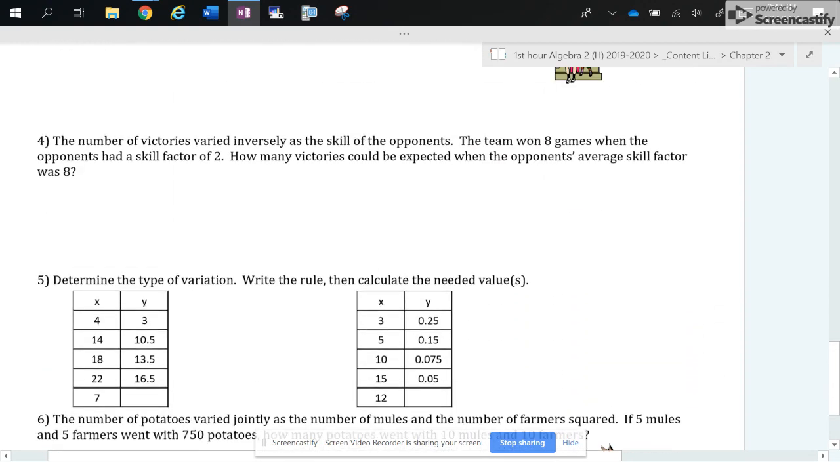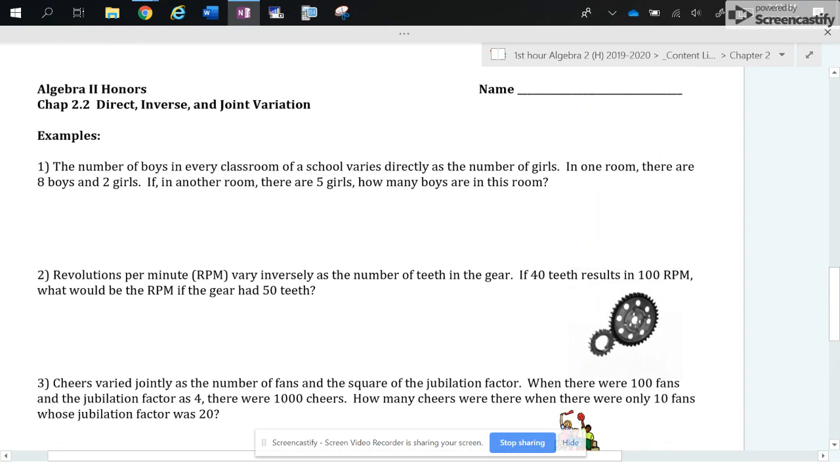We're just going to do a couple. The number of boys in every class of a school varies directly as the number of girls. So the number of boys varies directly as the number of girls. In one room, there are 8 boys and 2 girls. So notice they've given me an ordered pair. So I'm going to plug in the ordered pair, 8 boys and 2 girls, so I can solve for k. K is 4. So that tells me my equation is b is equal to 4 times the number of girls.